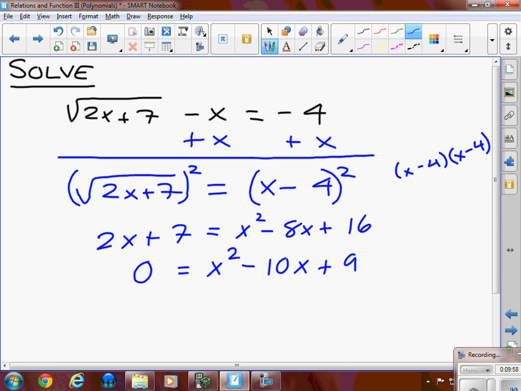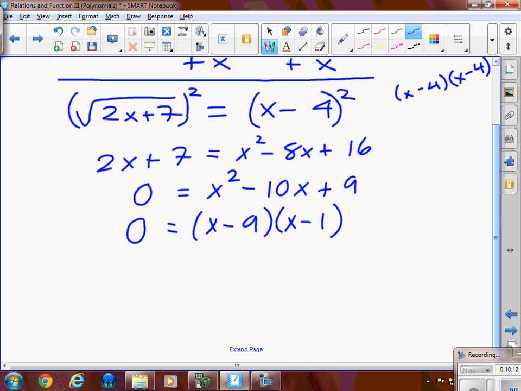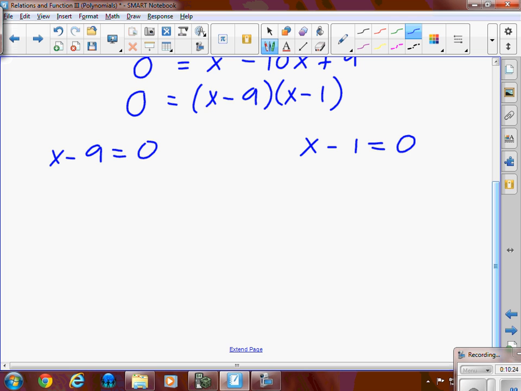Then we got a quadratic. We want to start solving it. We should factor it. What does this right side factor to? x minus 9, x minus 1. Those are my factors, which means I basically have one factor x minus 9 equaling 0, and I have another factor x minus 1 equaling 0. So my two solutions that may come about through algebra at least are x equals 9, x equals 1.